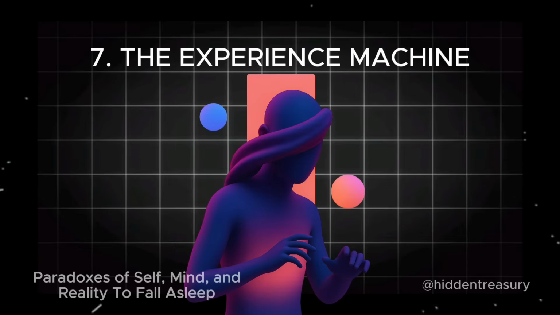The experience machine also brings up questions about freedom. When you're in the machine, your life is pre-programmed. You're not making real choices because the machine is deciding everything for you. Even though it feels like you're in control, you're not. This loss of agency is troubling to many people. Part of what makes life meaningful is the ability to make decisions and shape your own path. In the machine, that freedom is an illusion.